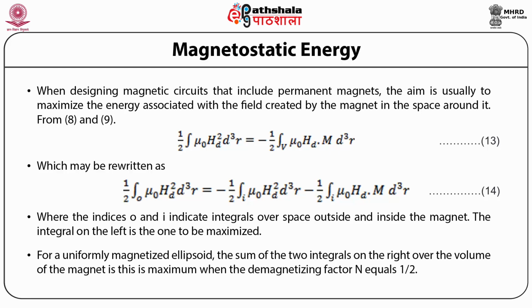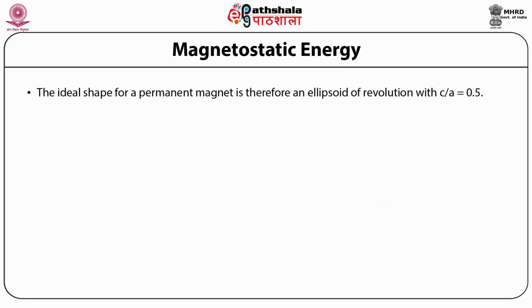For a uniformly magnetized ellipsoid, the sum of the two integrals on the right, over the volume of the magnet, is half of minus half μ0 M². This is maximum when the demagnetizing factor n equals half. The ideal shape for a permanent magnet is therefore an ellipsoid of revolution with c/a equal to 0.5. A cylinder with height equal to radius is almost as good.